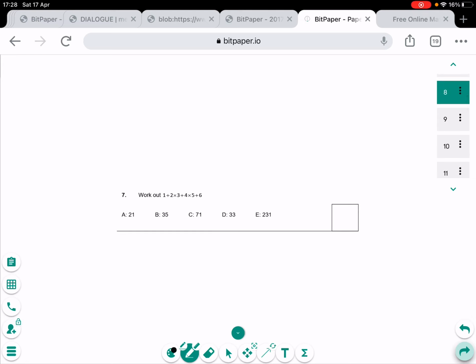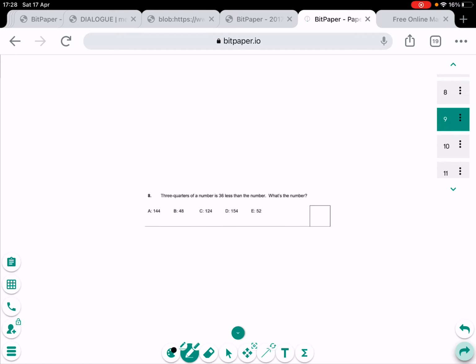For question 7, work out 1 plus 2 times 3 plus 4 times 5 plus 6. So 1 plus 6 plus 20 plus 6 equals 27, 33. Yes, that's correct. And just try not to do the calculations in the wrong order.